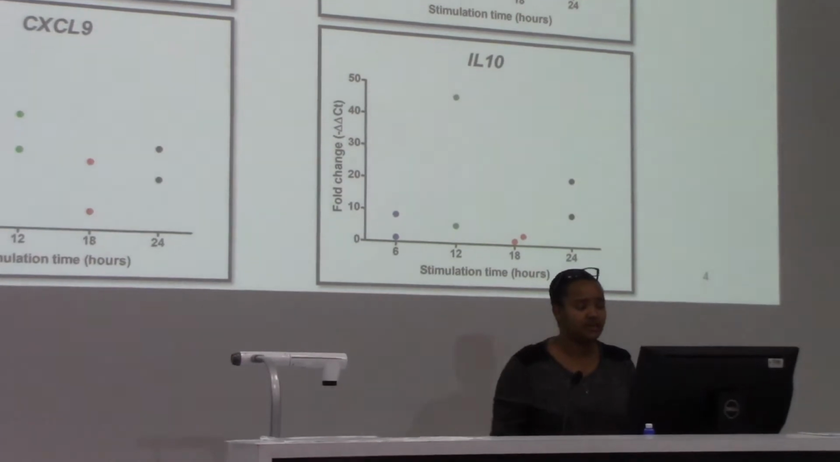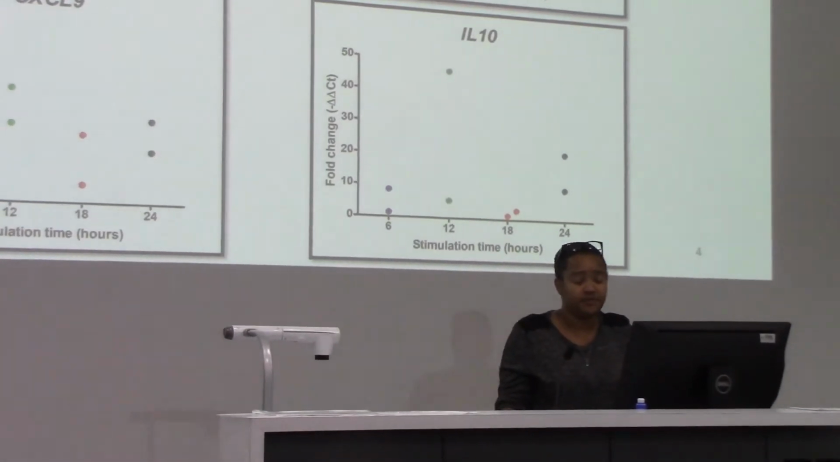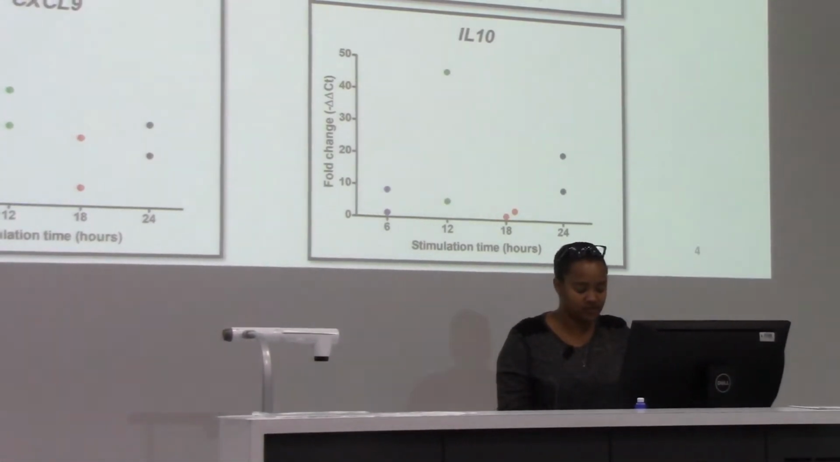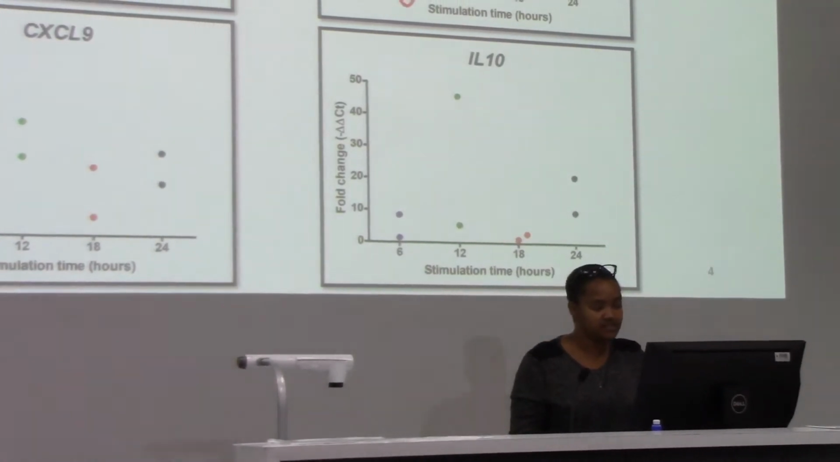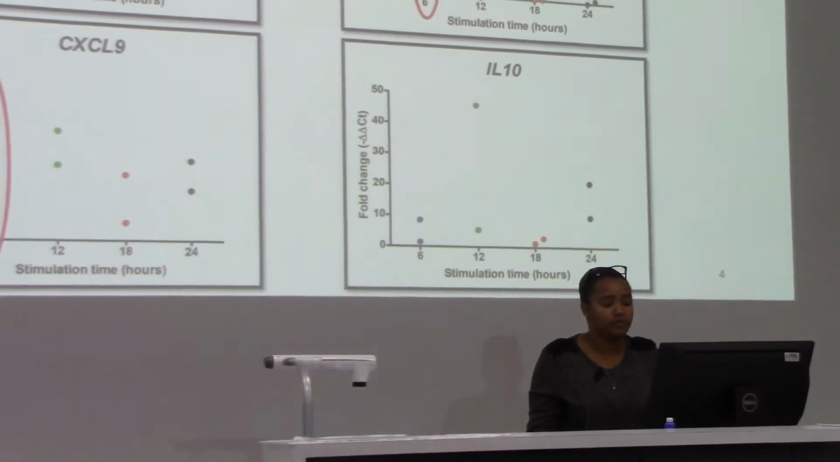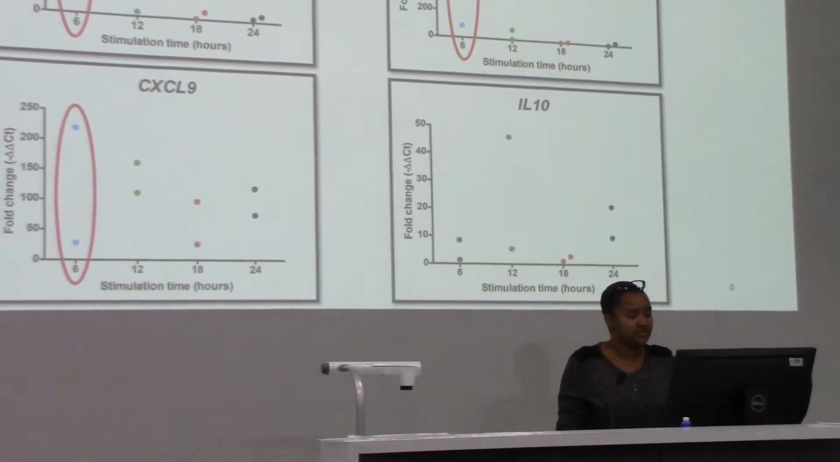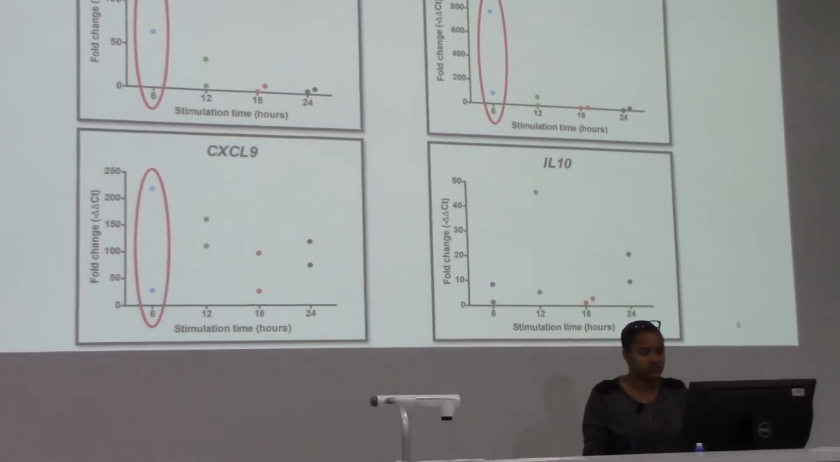Based on this, we identified 4 target genes for further investigation, and from these target genes we identified that a 6-hour stimulation point would be optimal to measure differences in gene expression for these species.